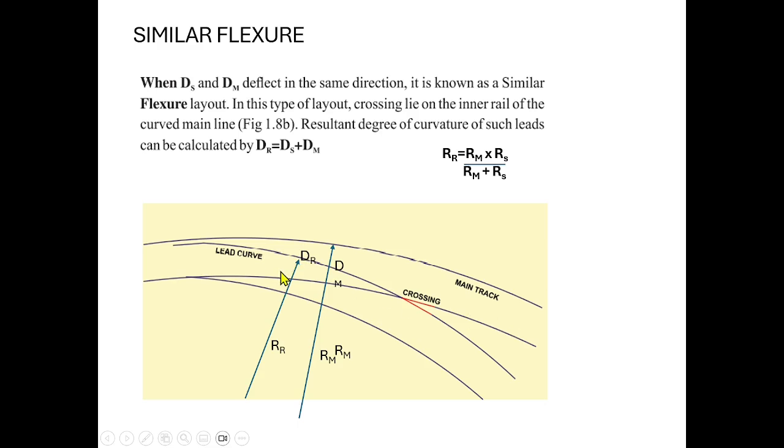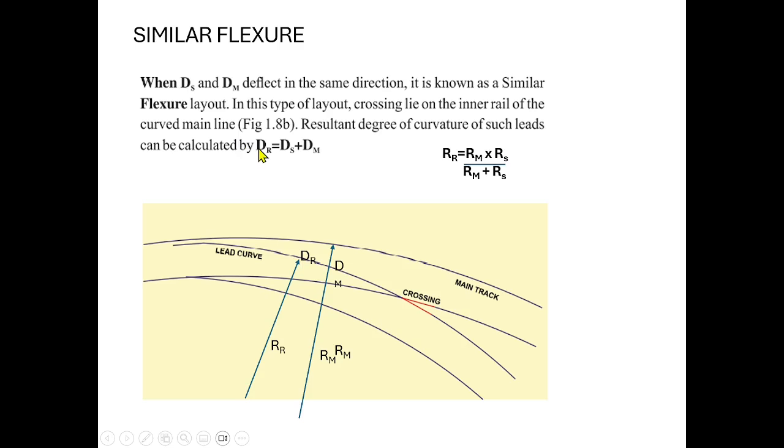That curvature will be added. That means 4 degree will become 6 degree. That means the 2 degree main line curve, when you are flexing inside, automatically that will be added to the turnout curvature. Okay, that means the degree will become 4 plus 2. The radius will become sharper. Okay, it will become sharper, and the degree will become from 4 degree to 6 degree. Okay, that is a similar flexure.